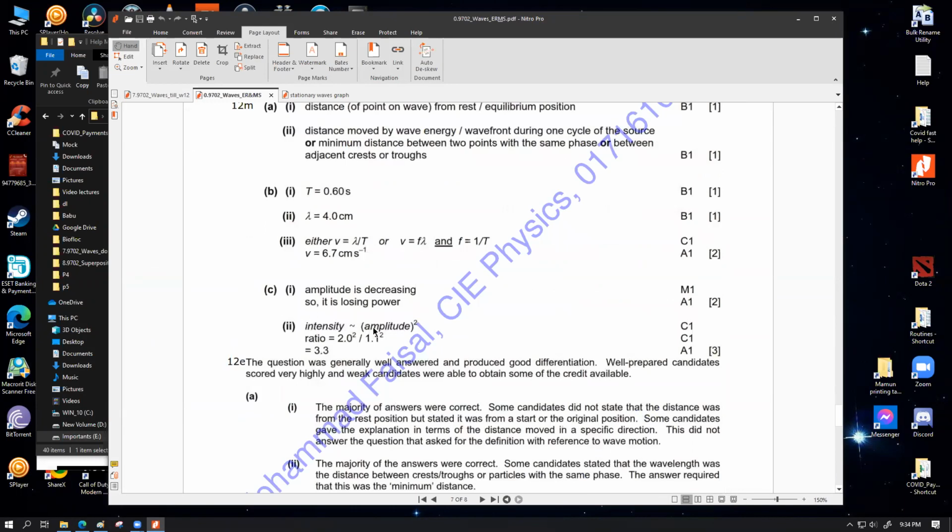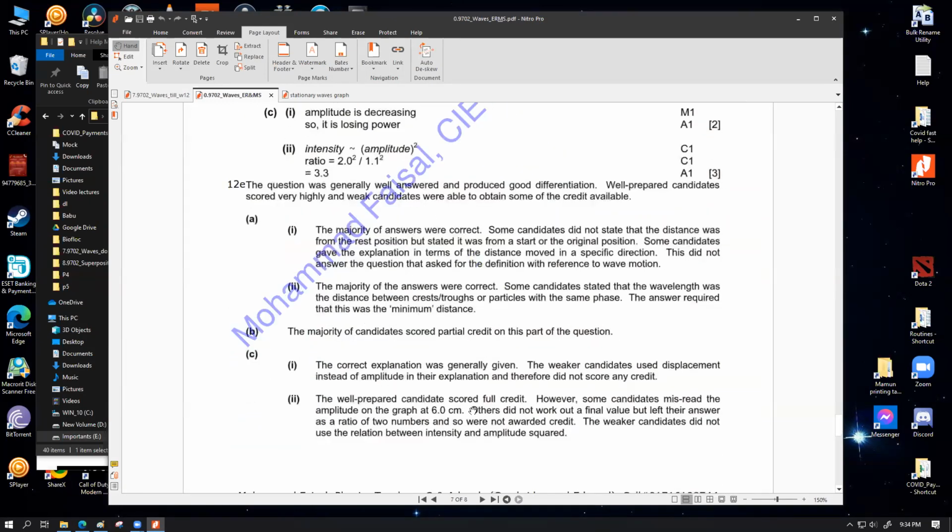You have to mention this relationship first at some part of your answer, and then directly go for the ratio calculation by the square of the amplitudes. Works for me. The well-prepared candidates scored full credit. However, some candidates misread the amplitude of the graph at 6.0 centimeter. Others did not work out a final value but left their answers as a ratio of the two numbers, and so were not awarded credit. So you see, they are not expecting you to give a fraction value. They're expecting you to give a decimal value.